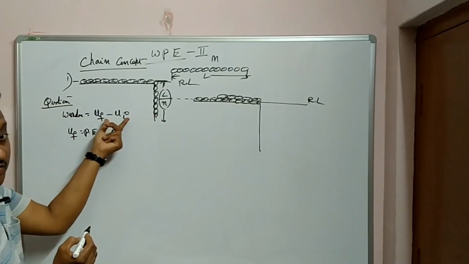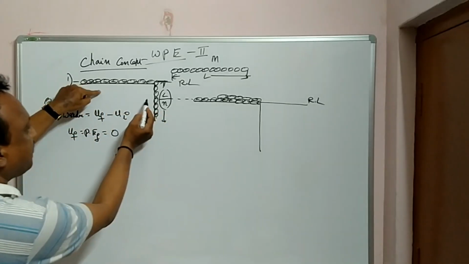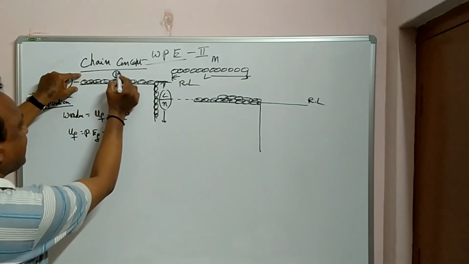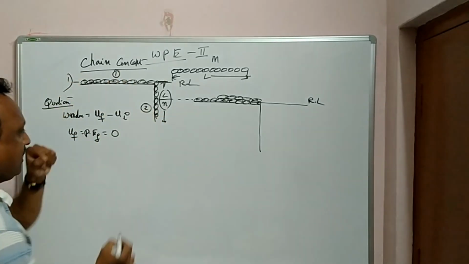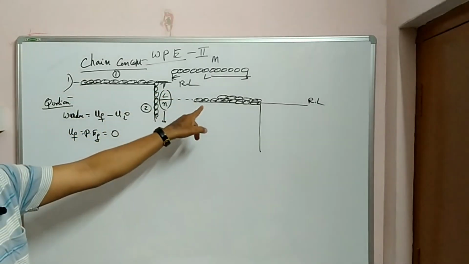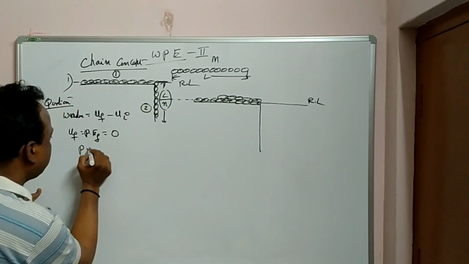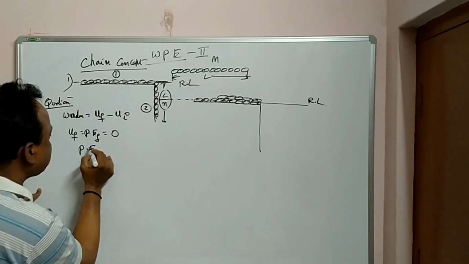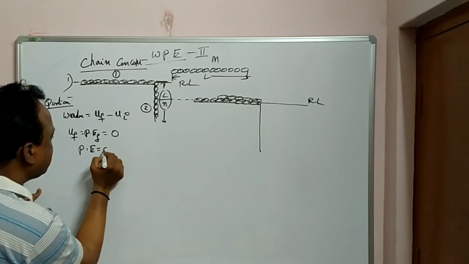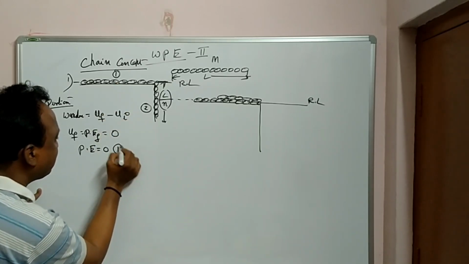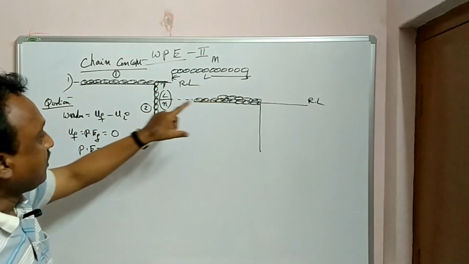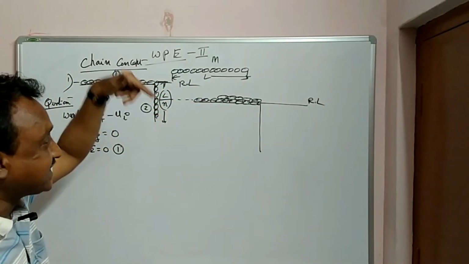Now what is initial? You have to calculate initial. Initial కి వచ్చినప్పుడు you can see this is the first part of the chain and this is the second part. First part is on the table, reference line sunna kabatti, for the first part potential is 0, because it is on the table. Now we have to calculate for the second part which is hanging down.